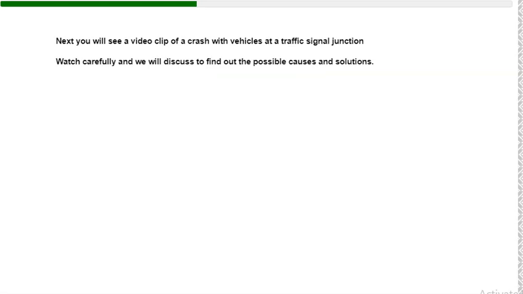Next, you will see a video clip of a crash with vehicles at a traffic signal junction. Watch carefully and we will discuss to find out the possible causes and solutions.